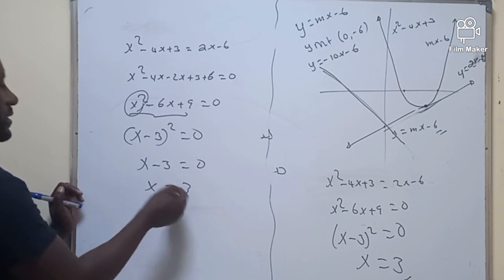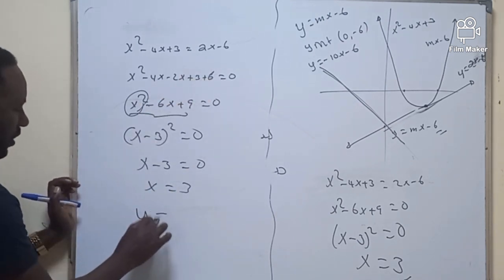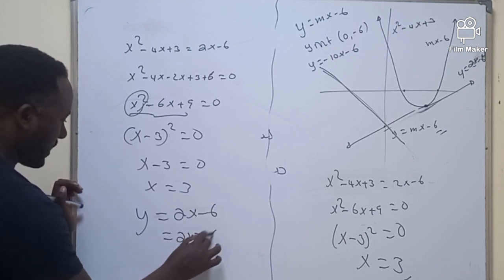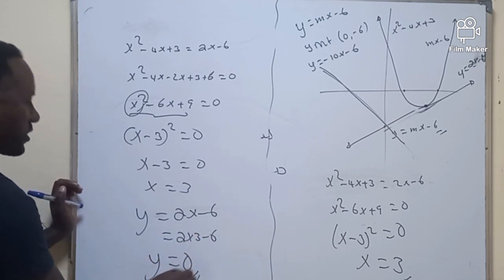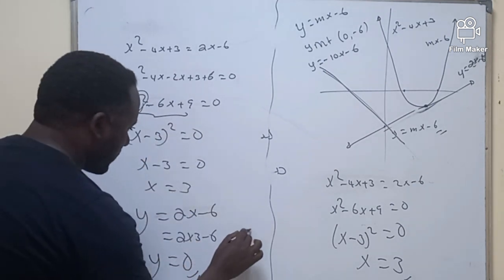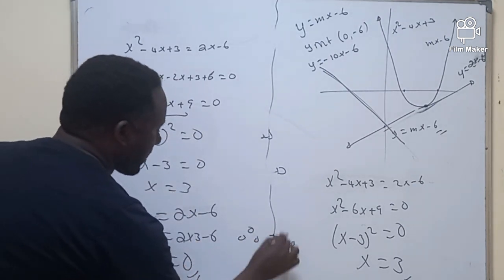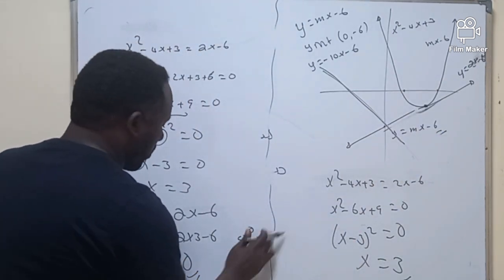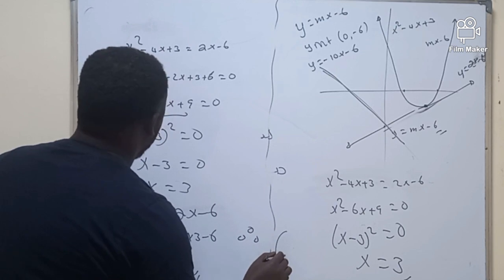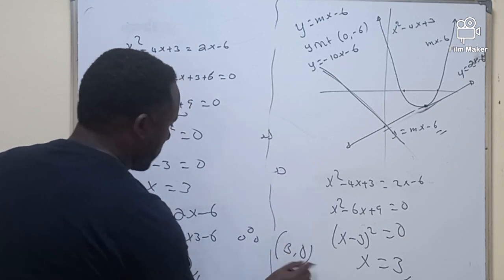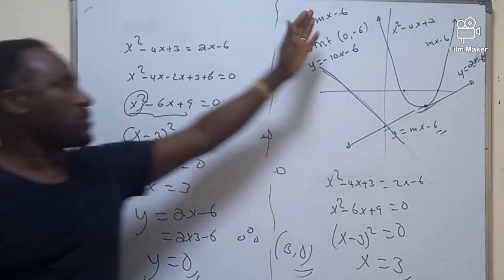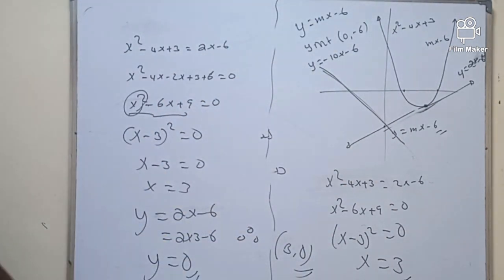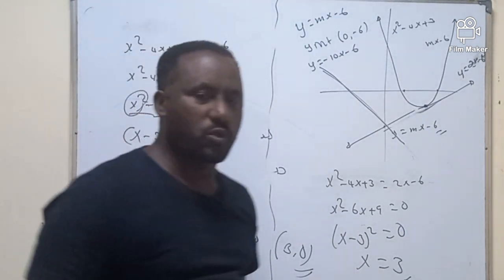So x is 3. If x is 3, what's the value of y? y will be 2x minus 6, which is exactly 2 times 3 minus 6. y will be 0. So the coordinate of the intersection of the line and the curve is going to be (3, 0). So this is the intersection of the graph of this quadratic function and this line. So this is all about our today's lesson.